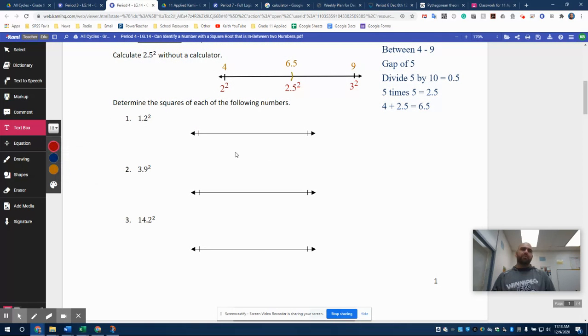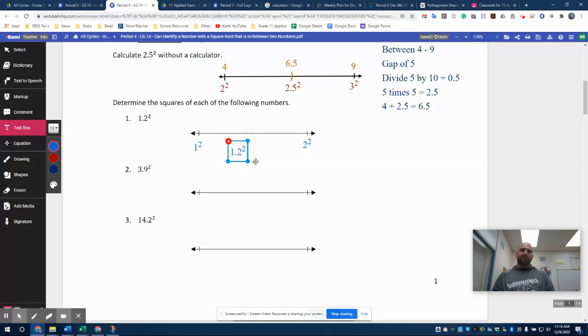All right, let's do a little bit more practice here. Let's try another one. 1.2 squared. So 1.2 squared is going to be somewhere in between. The numbers on either side, on this side, we're going to do 1 squared, and on this side here, 2 squared. Okay, there's going to be our benchmarks. I'm going to call those our benchmarks. 1 squared is here, 2 squared is over here.